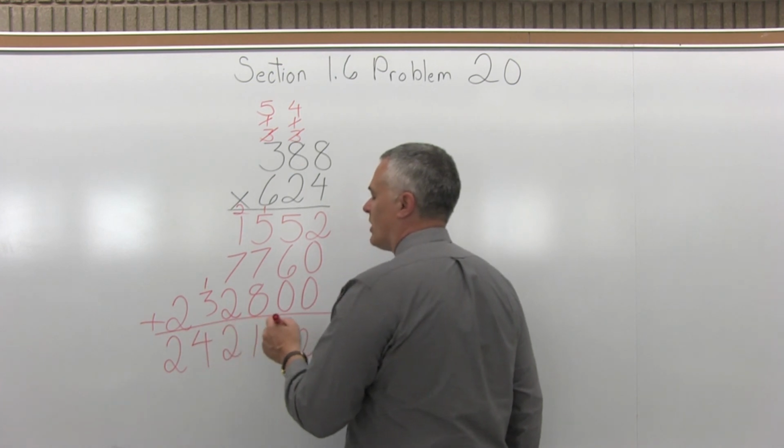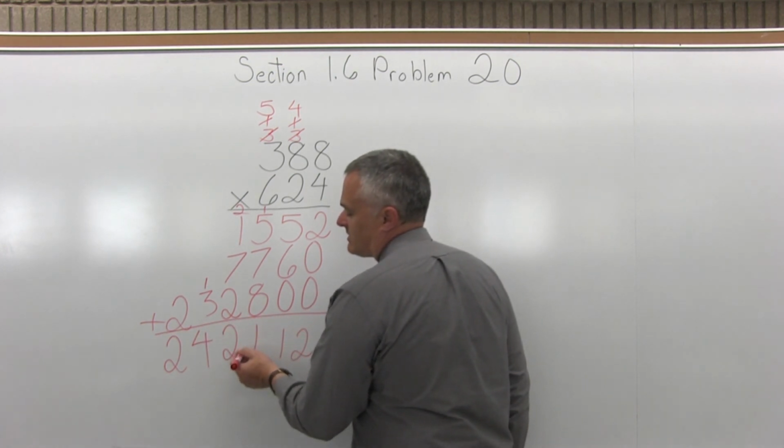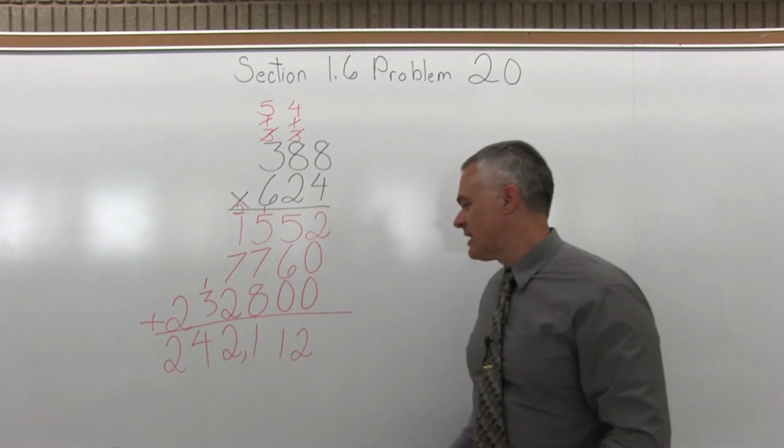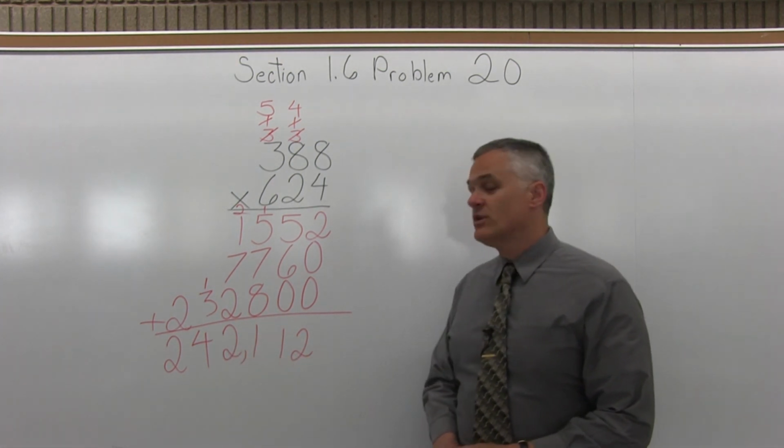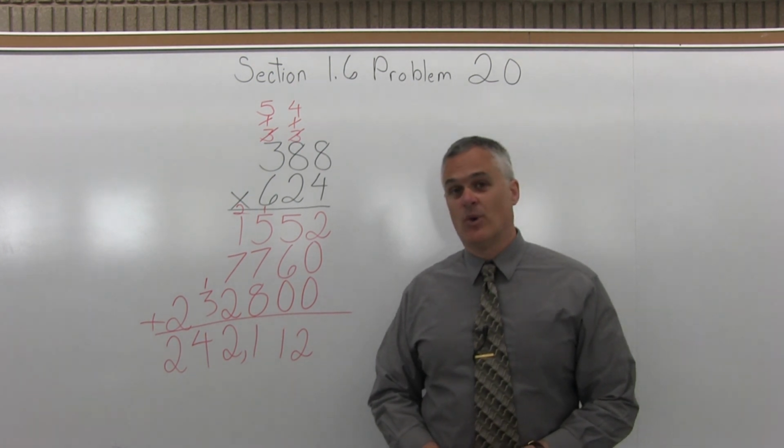So I have 2, 4, 2, 1, 1, 2. Again, as the number gets big, I like to put the comma. So I start from the right and count in 3 spots. And that gives me an answer of 242,112.